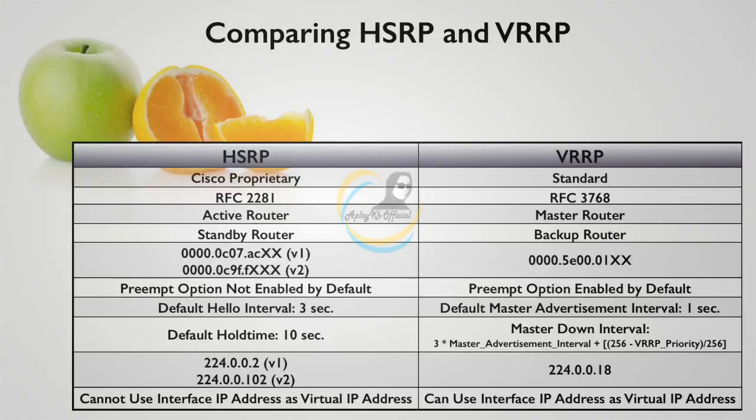We also see that HSRP communicates via multicast using a multicast IP address of 224.0.0.2 if it's HSRP version 1. By the way, that's the multicast IP address for all routers. But with version 2, it uses 224.0.0.102, but VRRP uses a multicast address of 224.0.0.18. And one of the differences that we've already mentioned is that with HSRP, we cannot use an interface's IP address as the virtual IP address. However, we can with VRRP.